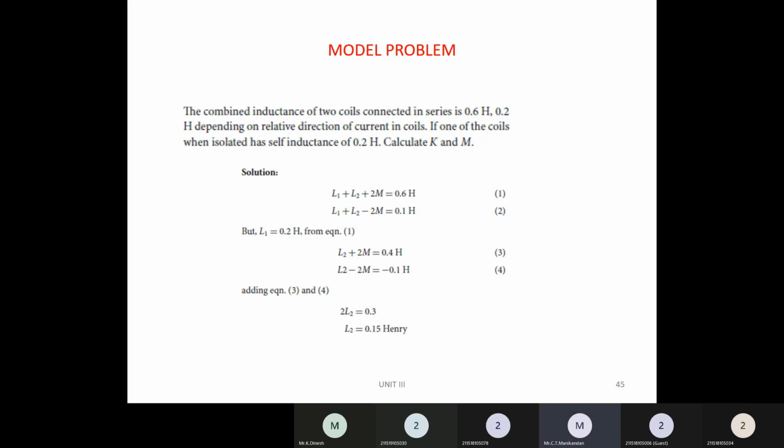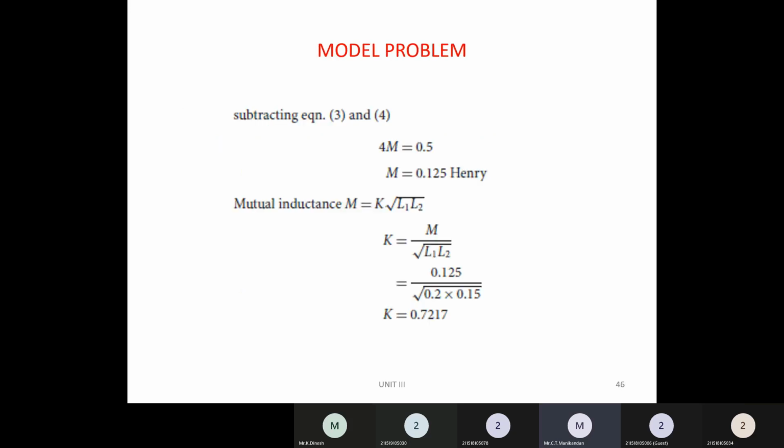So after finding L2, what do we have to find out? K and M. Once you find L2 from equation 1 or equation 2, you can find out the mutual inductance. That's what we have done here. Once you calculate mutual inductance, you can calculate the coefficient of coupling. The coefficient of coupling here is K equal to 0.7217.